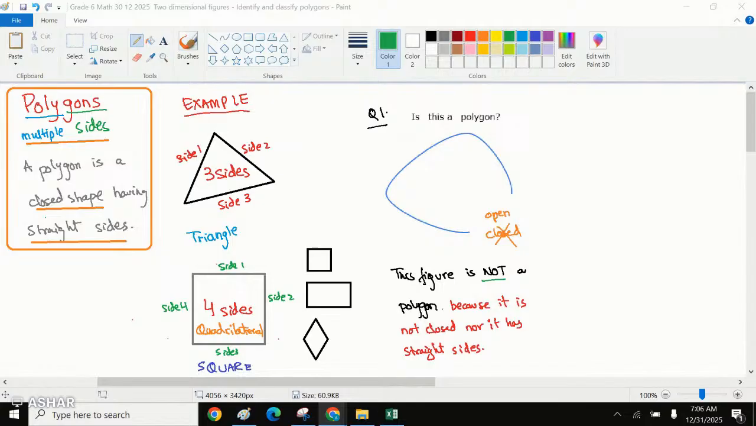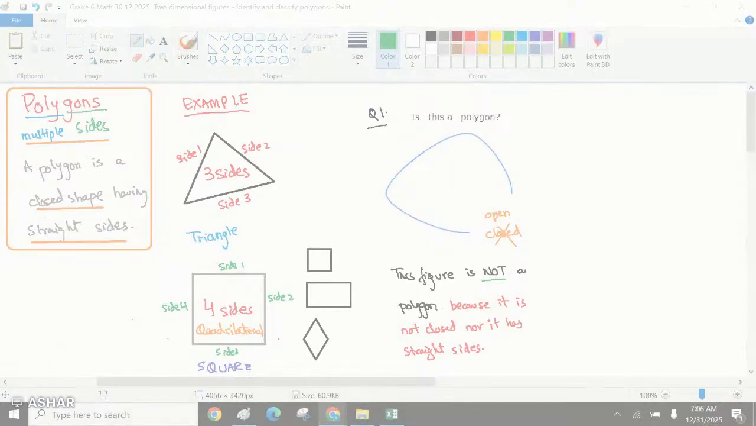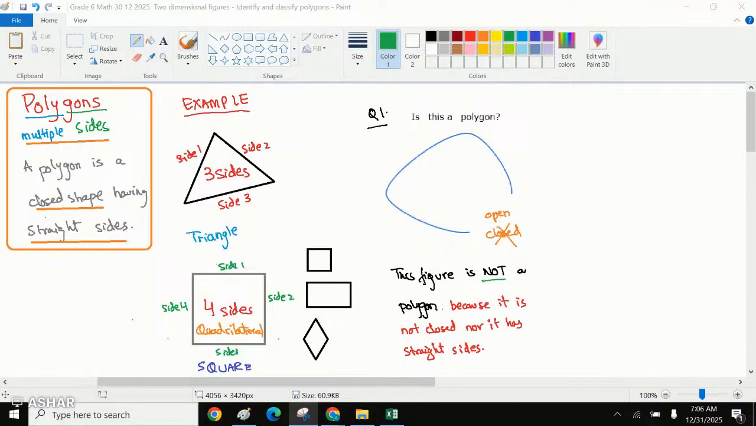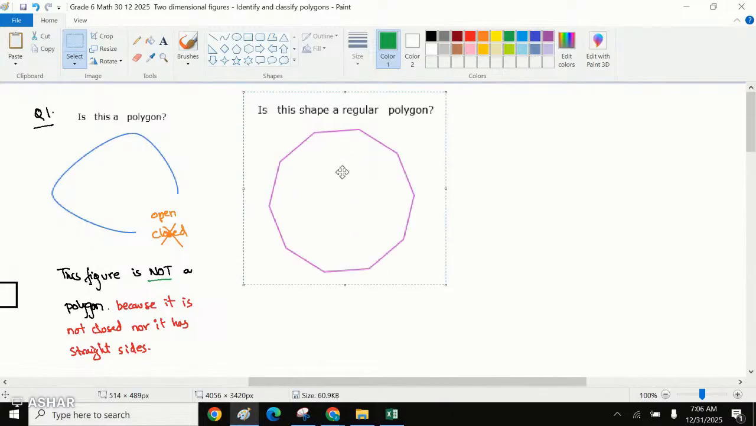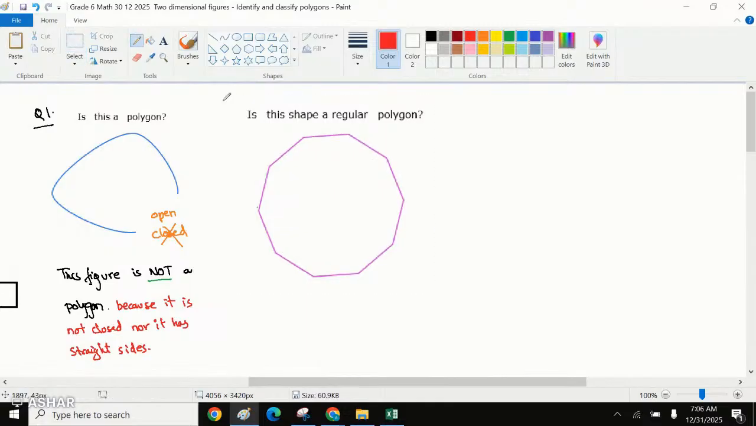Okay, moving on to the next question. Here is an example. Let's also count the number of sides for this. I'll explain the term regular also, because you are finding an additional term. Is this shape a polygon? Is this shape closed? Yes, it is.